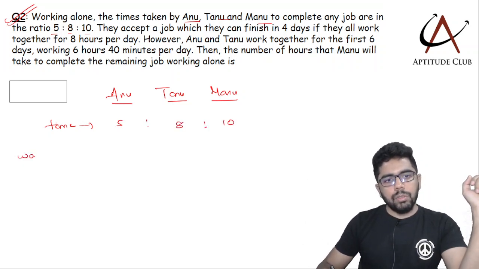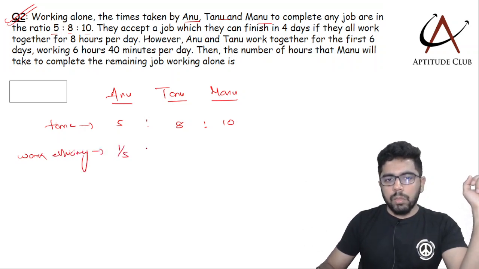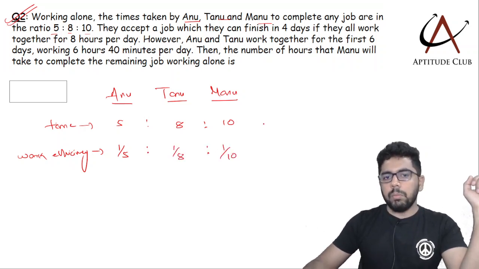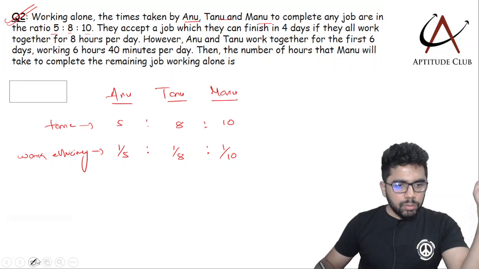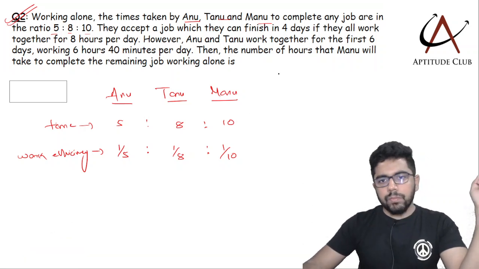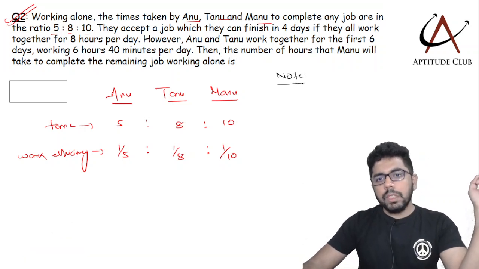So if time ratio is this, then the work efficiency ratio will just be the reciprocal, 1 by 5 is to 1 by 8 is to 1 by 10. Why take reciprocal? Because we know that work efficiency is inversely proportional to time.